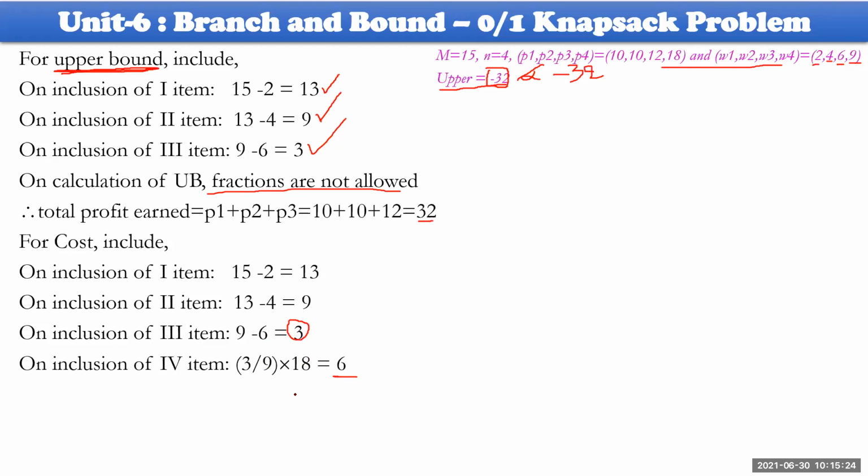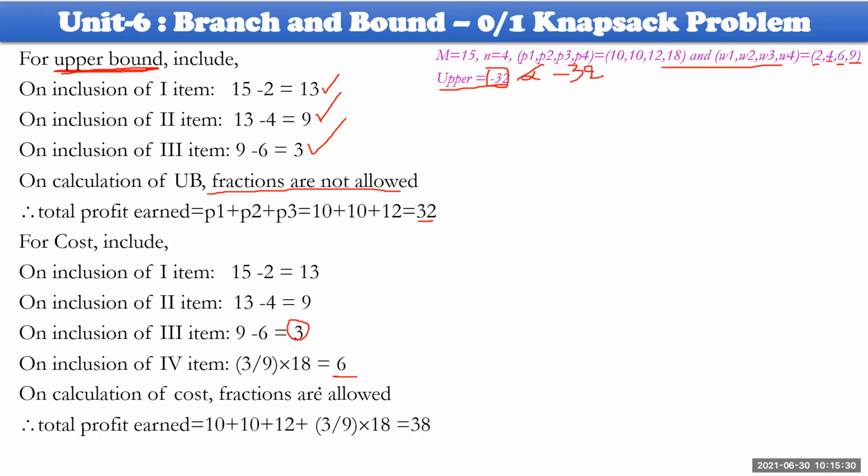So the fourth item has been placed partially. So 3 by 9 into 18, that is 6 in total. So 10 plus 12 is 22, plus 10 is 32, plus 6 is 38. So the lower bound cost will be equal to minus 38, and the upper bound will be equal to minus 32.